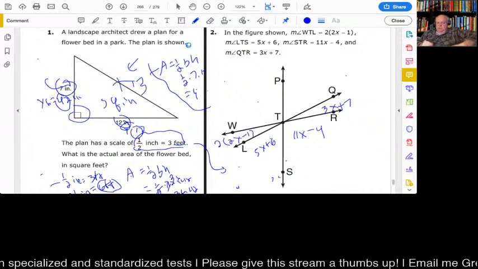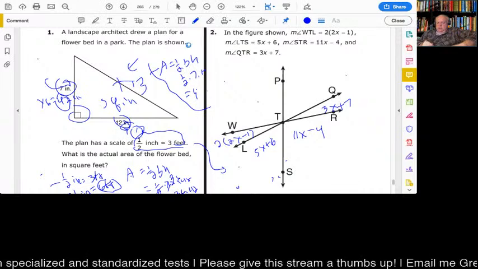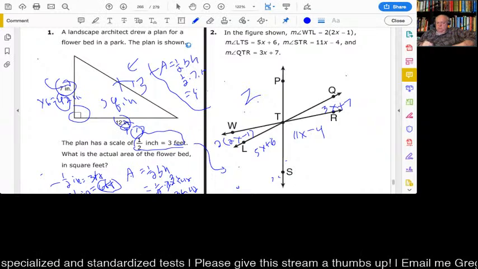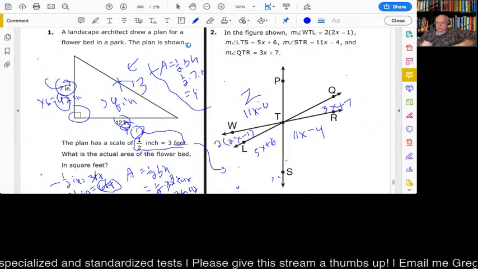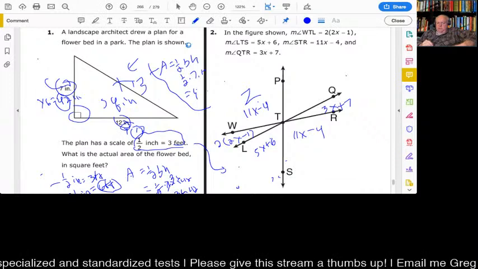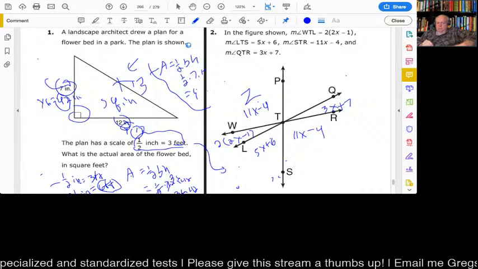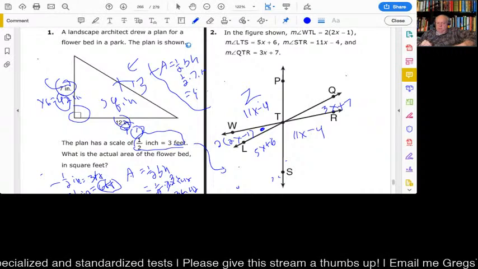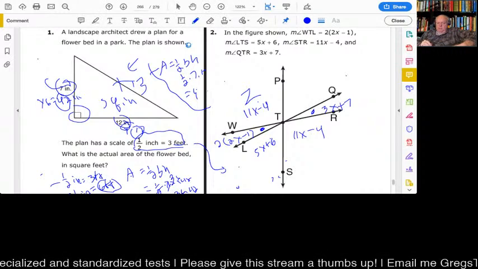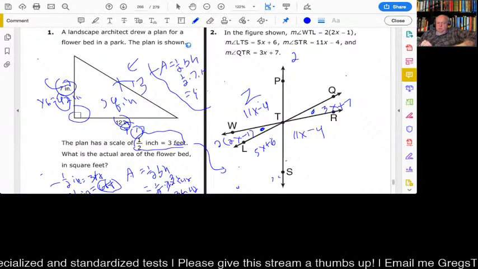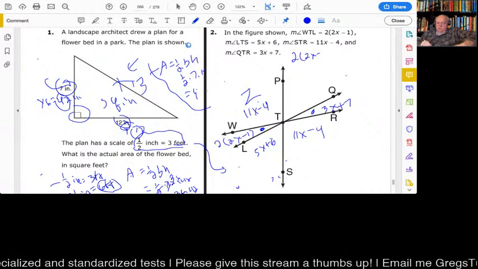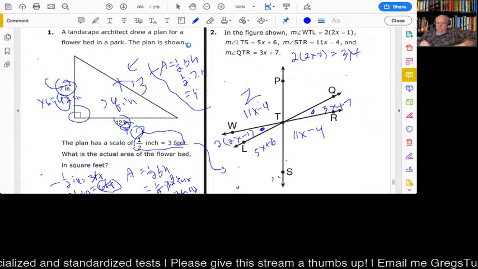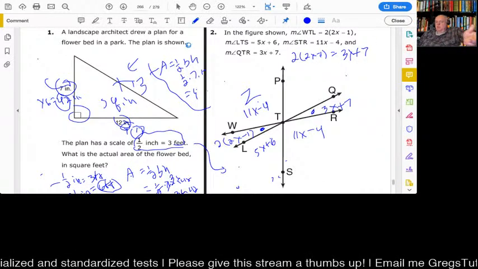It turns out that the angle here, I'm going to call it Z, is the same as this angle here. So this is also 11x minus 4. And it turns out that this angle here, I'm just going to put a giant dot there. That's exactly the same as this. That means that 2 times 2x minus 1 is equal to 3x plus 7. I don't know if we can use that for ourselves.